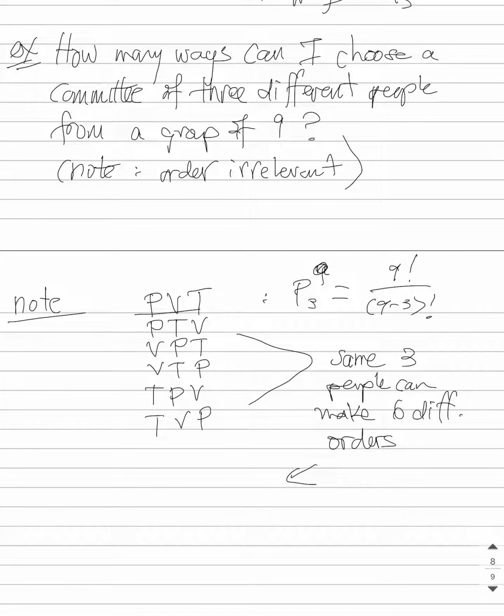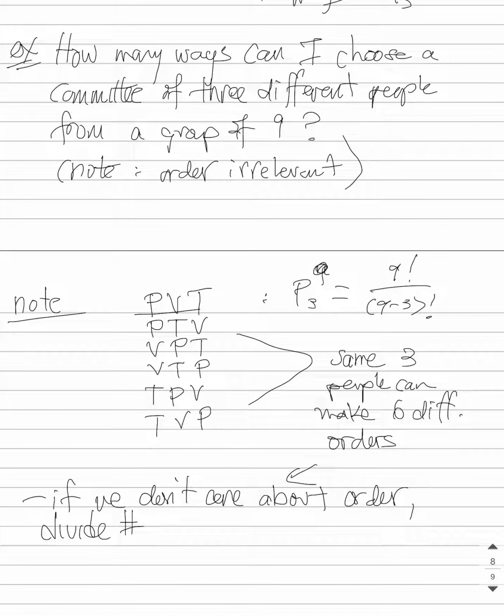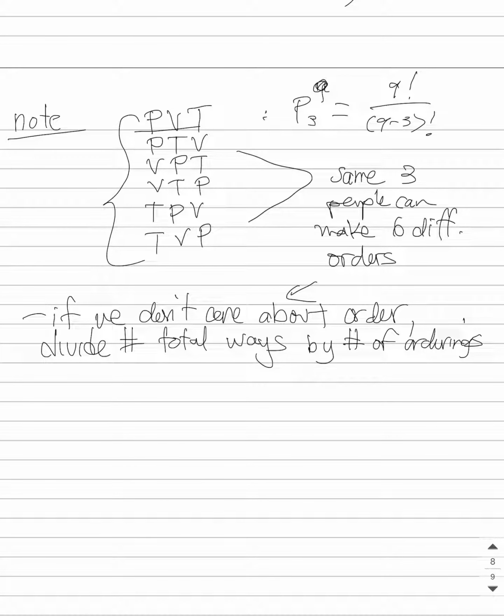So if we don't care about the orders, then we have to somehow eliminate all of these things. We are going to divide the number of total ways by the number of these orderings. So if you have a group of 3 people, there are 6 different orderings. And you could think of that as there are 3 people to choose in the first slot. Once you've chosen one of them, there are 2 people to choose for the next slot. And then once you've chosen them, there's only 1 person left. So it turns out the number of orderings is 3 factorial.